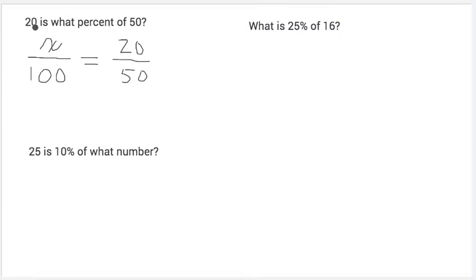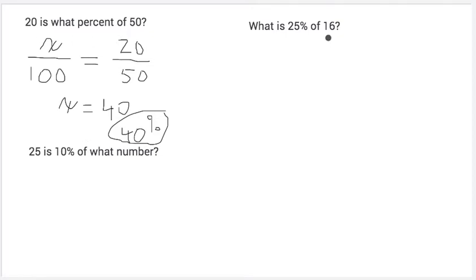So 20 is what percent of 50? Well, we can find that out by taking 2,000 and dividing it by 50. 2,000 divided by 50 is 40, so the answer is 40%. So we can say x equals 40, and then 40% is our answer. We'll circle that. It's always good to circle your answer. Okay, so that's how to do it with this problem.